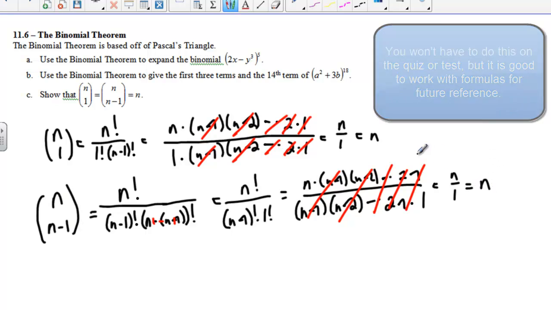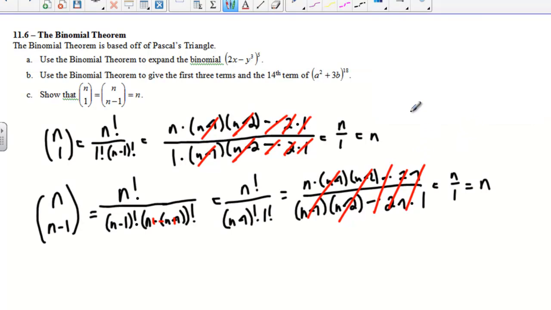You're probably not going to be asked to do something like Part C, but it's always good to work with some of these formulas and understand kind of what's going on.